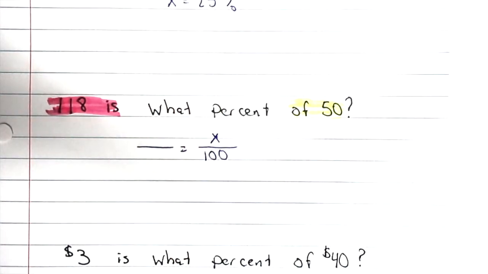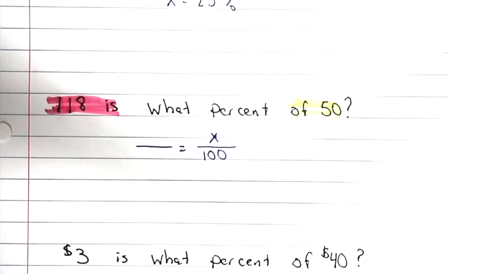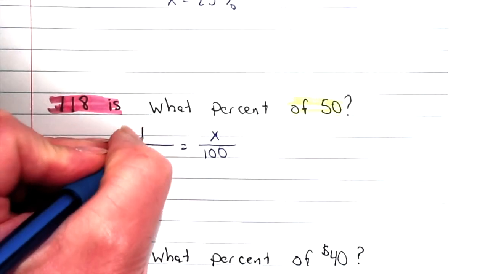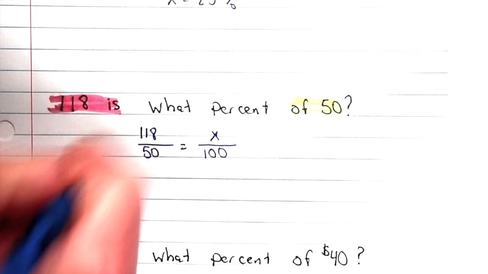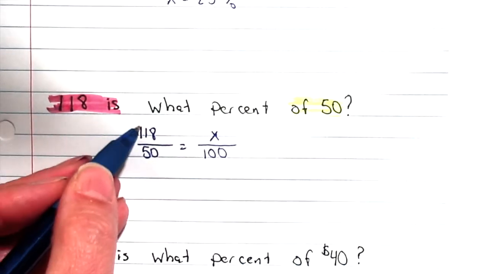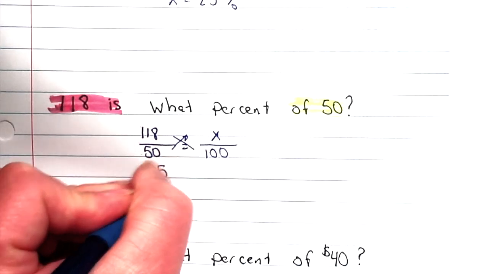Now this is where, with some of these problems, we need to be careful because we get very caught up on the idea the big number goes on the bottom, the small number goes on the top. That isn't true every single time. We have to follow that is over of. And since this is 118 is, that goes on the top. The 50 goes on the bottom. Is over of.